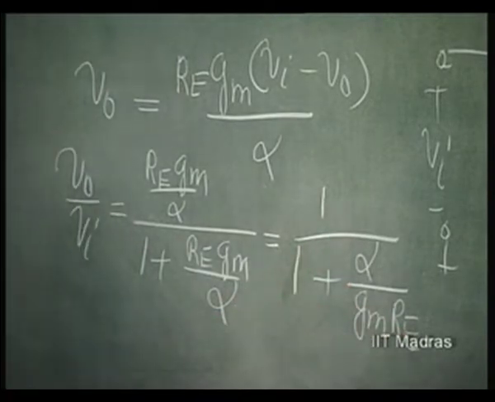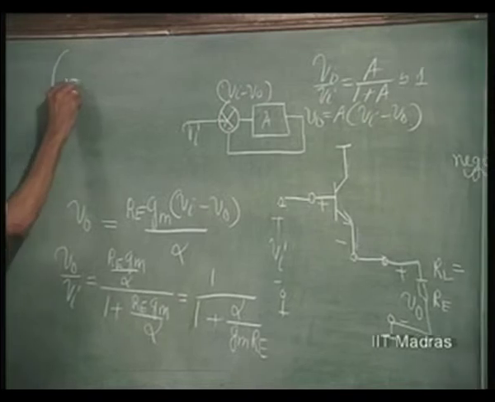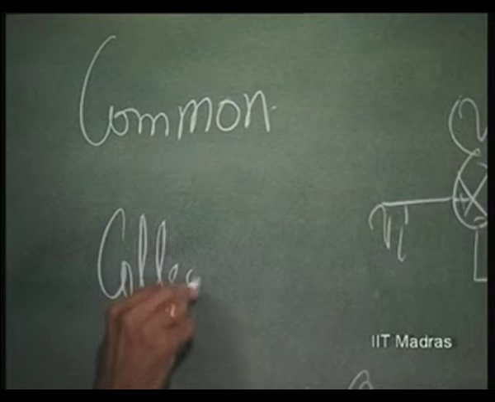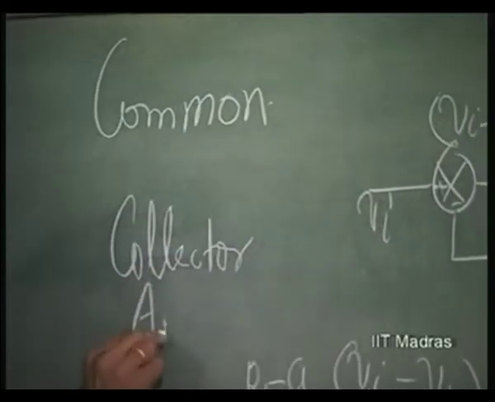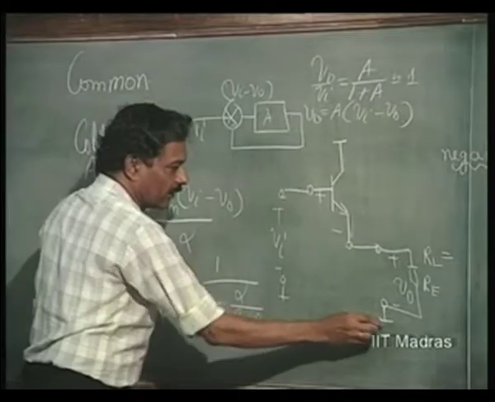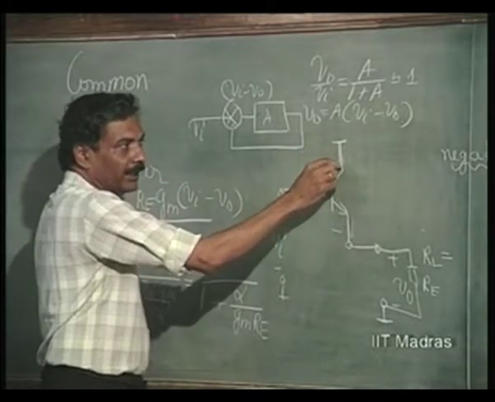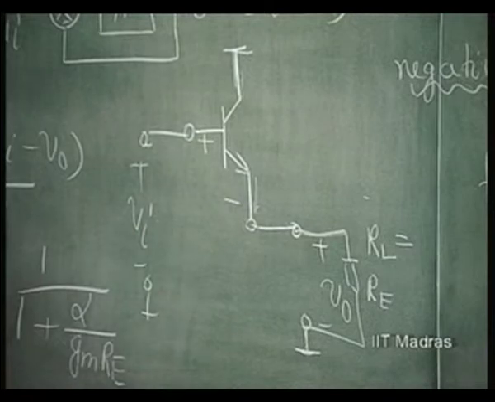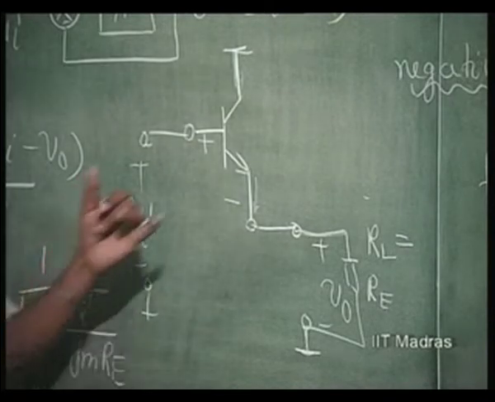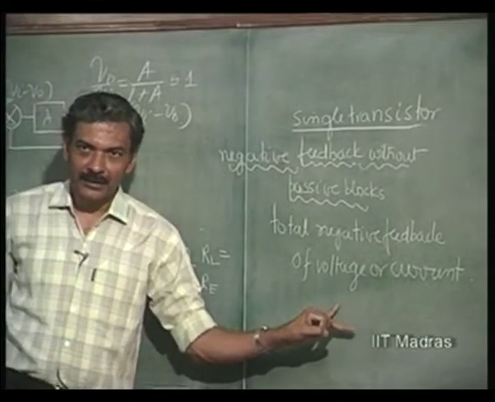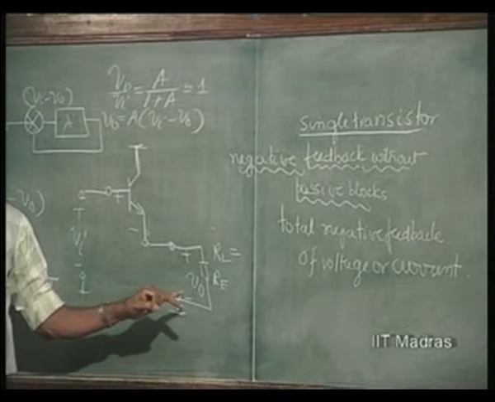This is called the common collector amplifier, because the earth is common to input and output, and that is grounded here. Emitter is not grounded. Emitter is the point where the output voltage is taken. So, this is the case of total negative feedback as far as the output voltage is concerned. No feedback network is used.